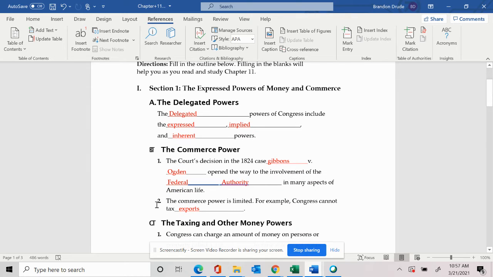So in the commerce powers, the big decision when it comes to the commerce powers came from Gibbons v. Ogden. I know I said that wrong. I cannot pronounce his name for the life of me. But this court decision that happened in 1824 opened the way for the federal government in general to have more control over aspects of American life.